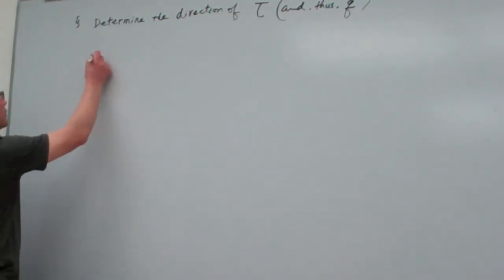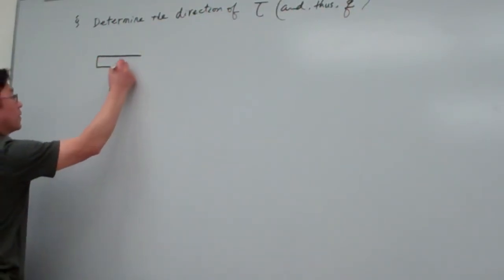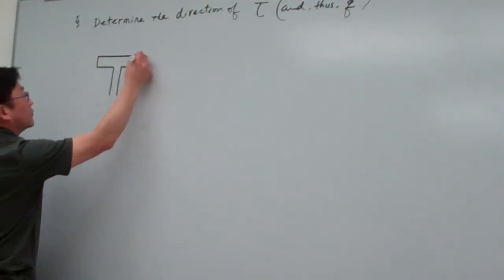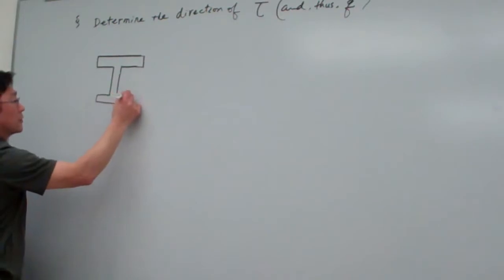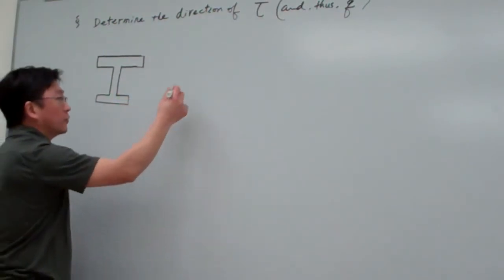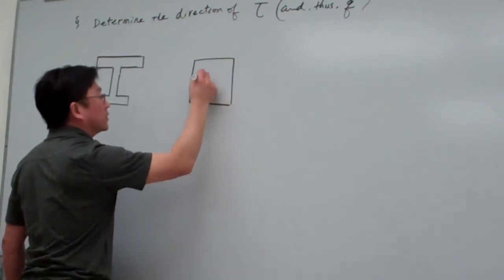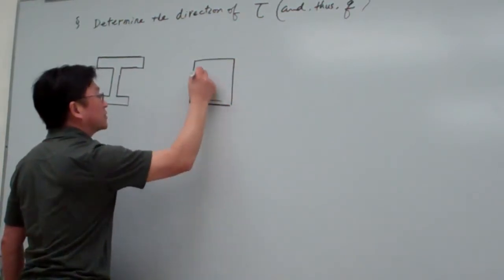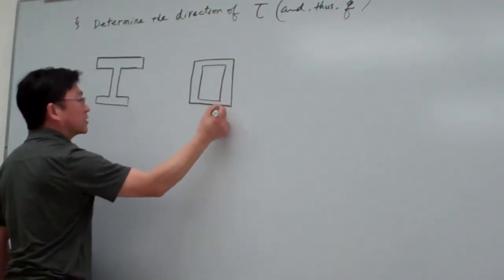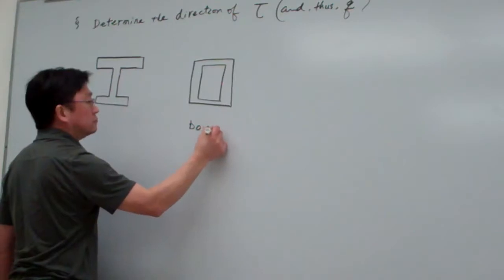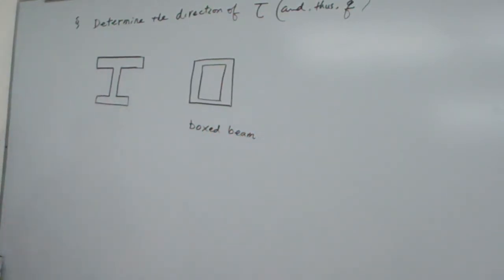For example, if we consider a cross section, any type of cross section, usually we would have the open section like this, or we could have what we call a box section. More or less, we can see the cross section will be something like this. This is called a box beam, and this is just general.